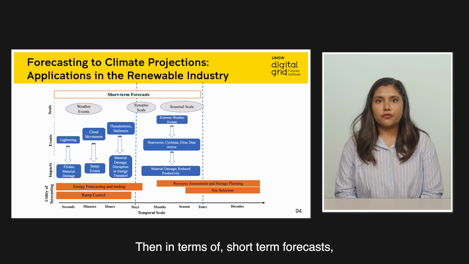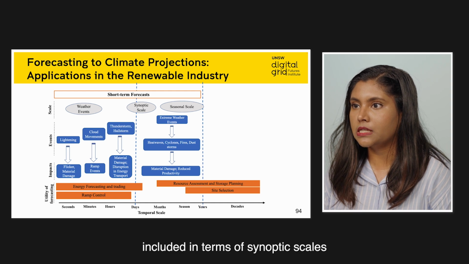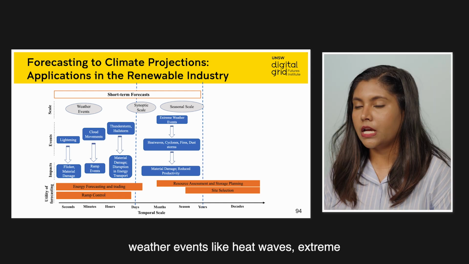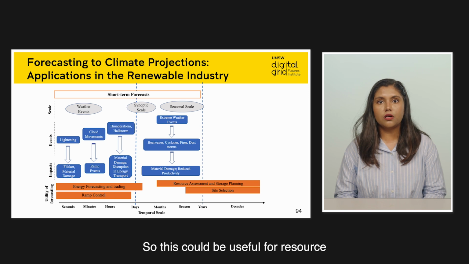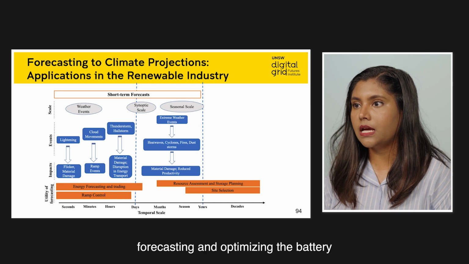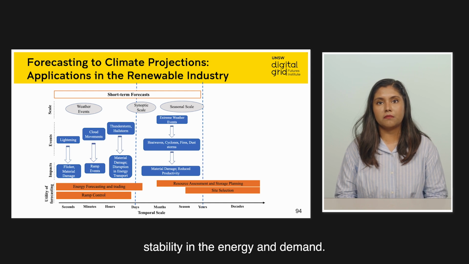Then in terms of short-term forecasts, we also have forecasts that are included in terms of synoptic scales and seasonal scales that are going to happen in terms of extreme weather events like heat waves, extreme periods of rain, extreme wind events, etc. So this could be useful for resource assessments, also for seasonal forecasting and optimizing the battery storage capacity in order to have stability in the energy and demand.